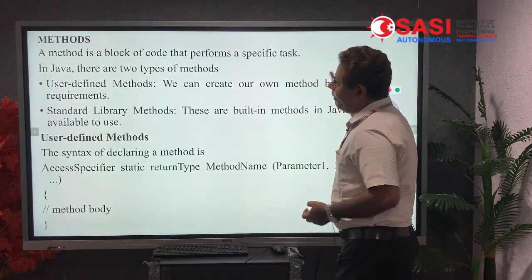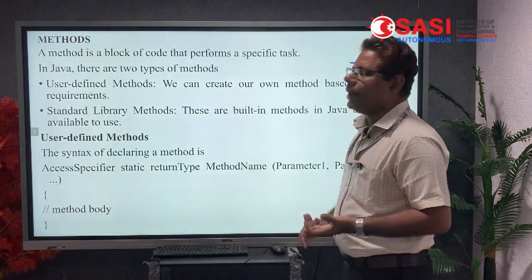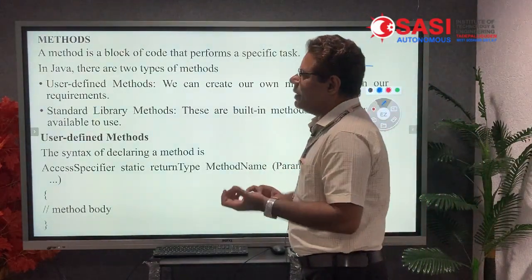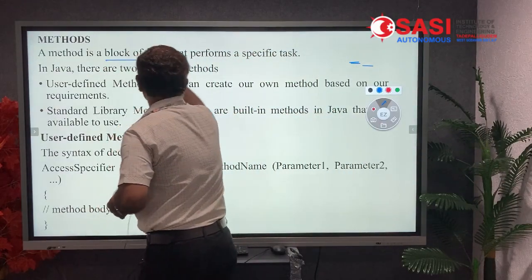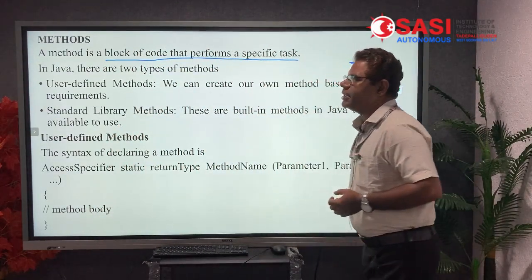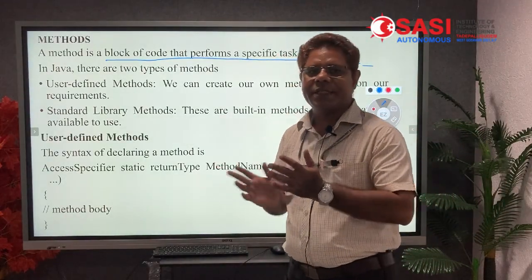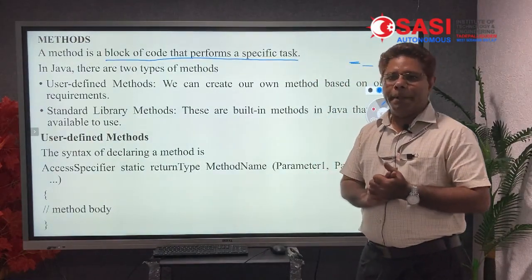Now we can see the method. A class is a combination of variables and methods. Now what is a method? How can we develop the methods in Java? A method is a block of code that is used to perform a specific task. A set of instructions to perform a specific task is called a method.